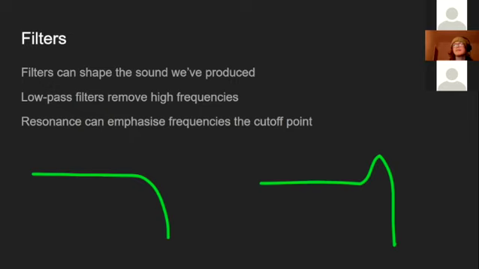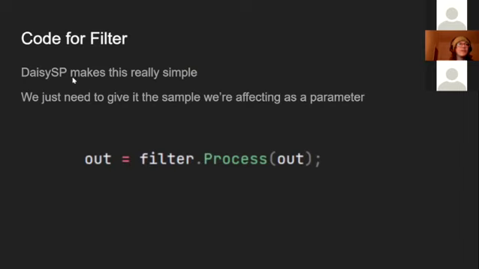So let's turn up the resonance and do our filter sweep again. You might recognize that sound if you're into acid techno. The code for the filter is really nice with DaisySP. Because we're affecting a signal that already exists, the only real difference from the oscillator is we pass in the sample that we've already processed for the initial wave.